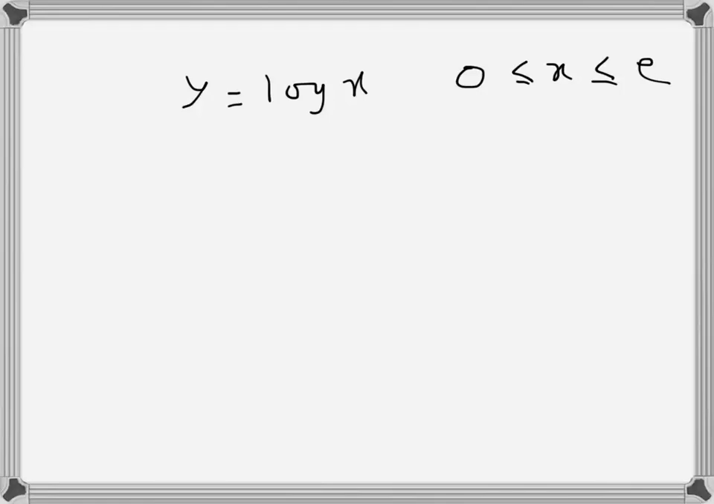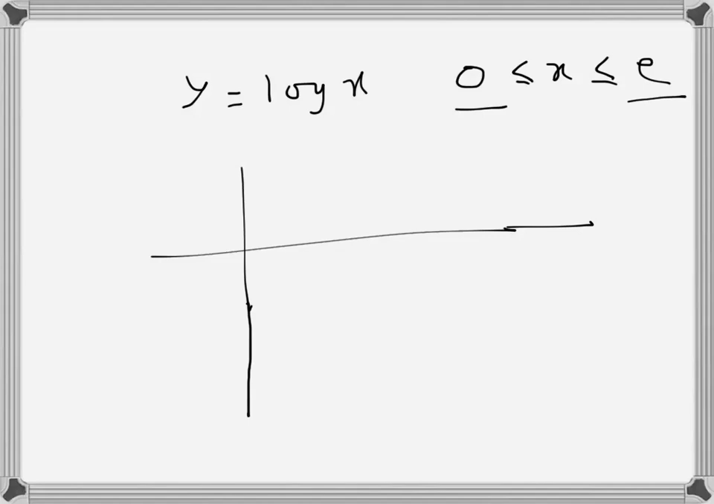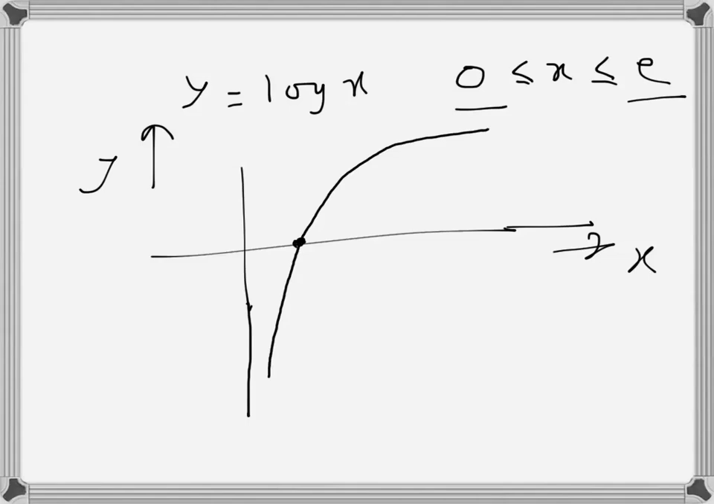I have to sketch this curve y is equal to log x for x from 0 to e. So if I do that, when x is 0, y becomes infinity, and when x is 1, y is equal to 0, because log 1 is 0. If this is my x-axis and this is y, the graph goes something like this, and this is where x is 1 and y is 0.